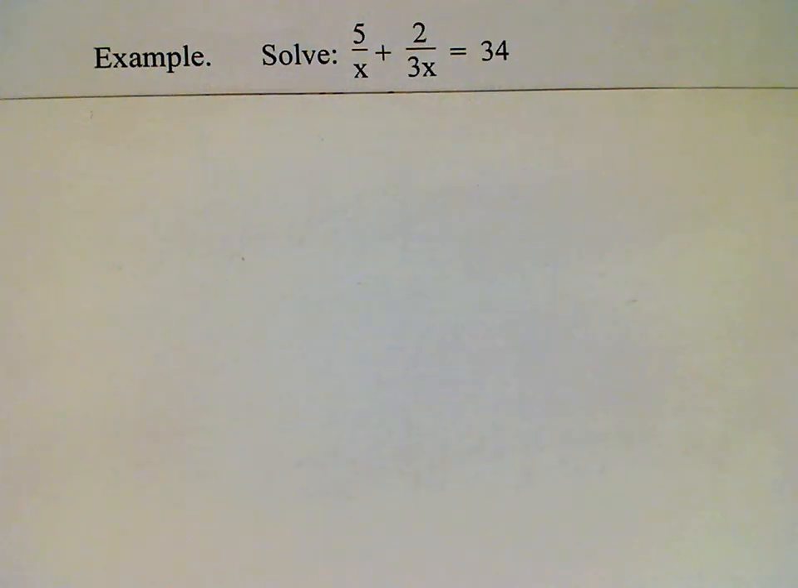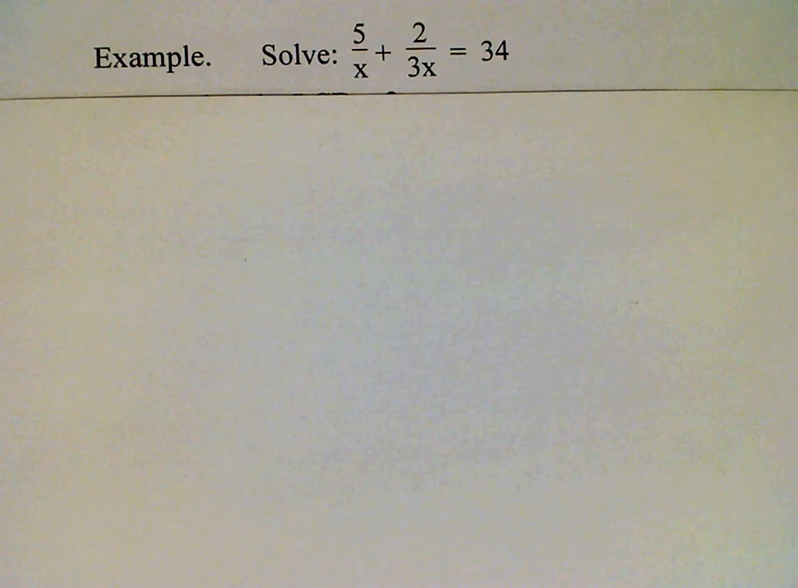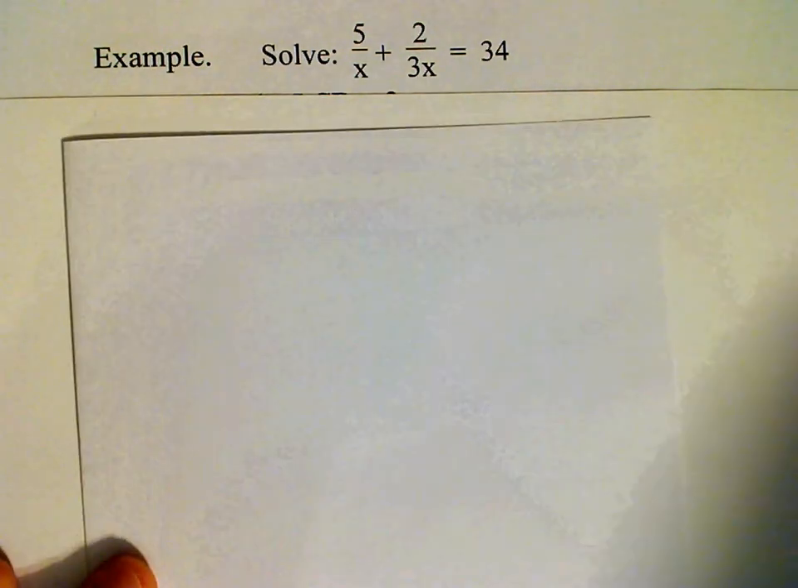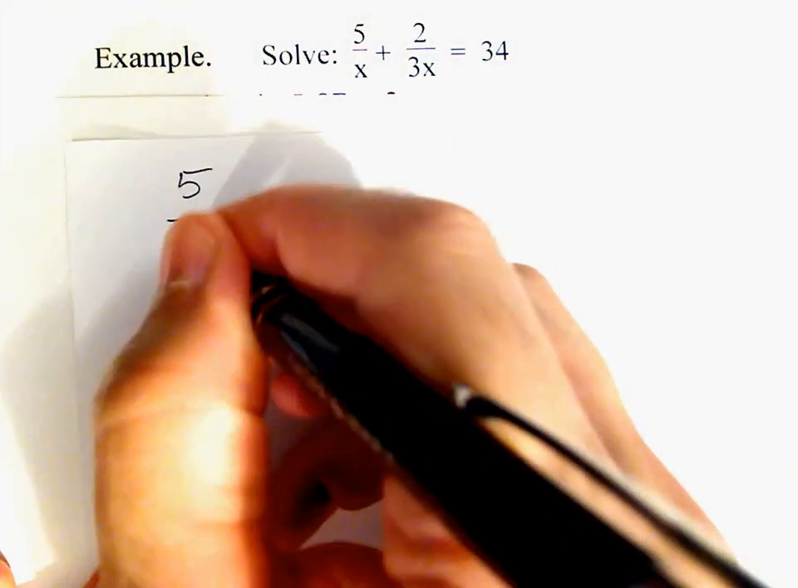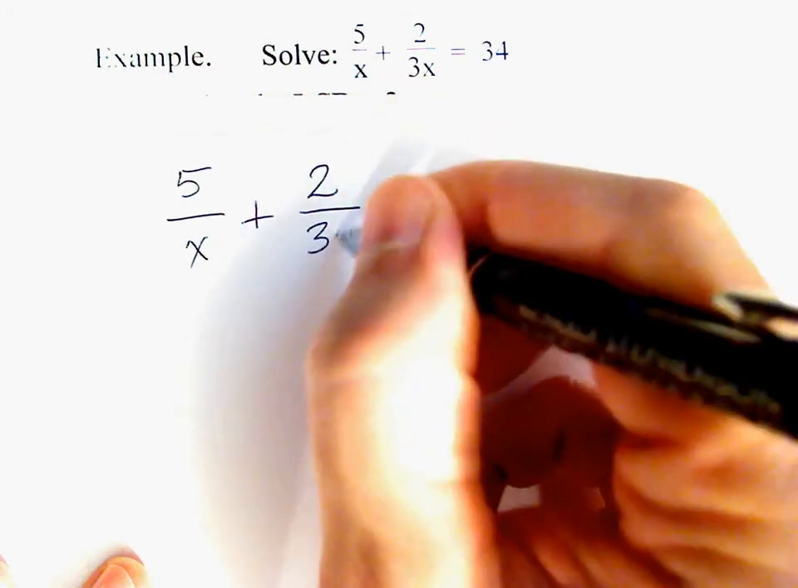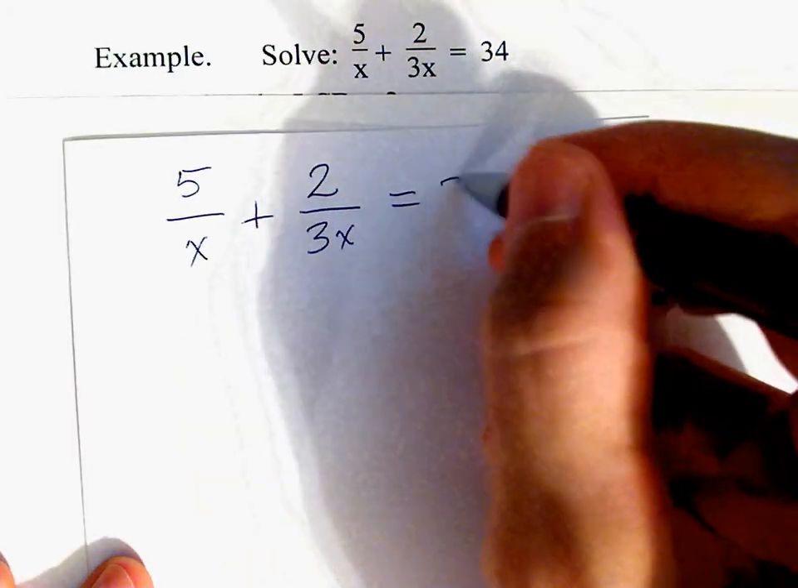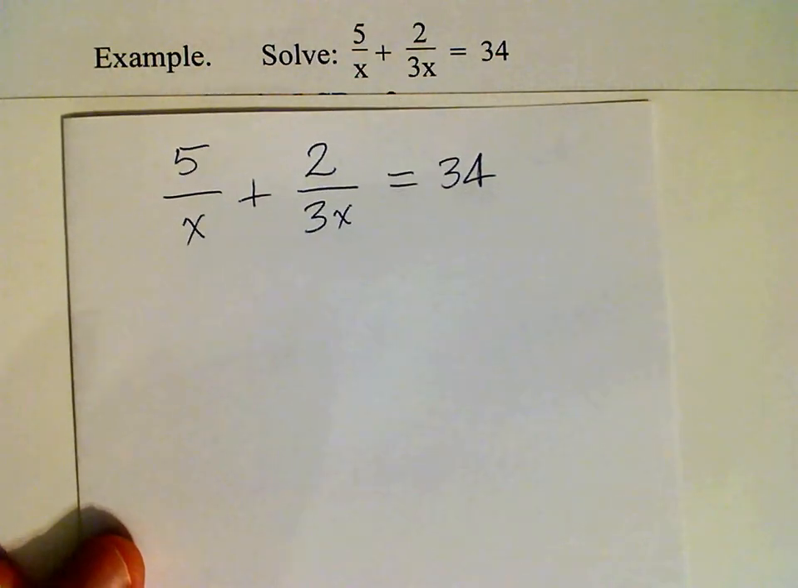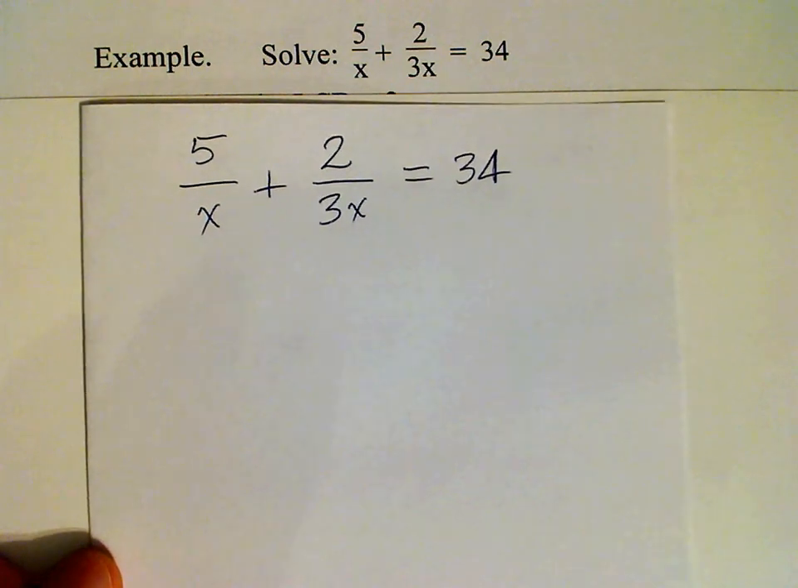In the previous video, we saw that multiplying by the least common denominator can help us to solve an equation with fractions. So let's do one more example of that. We have 5 over x plus 3 over 2x equals 34. And the first step will be to find the least common denominator.